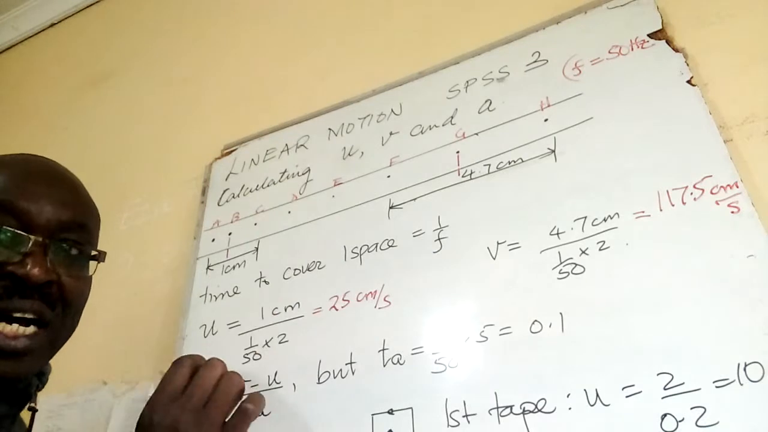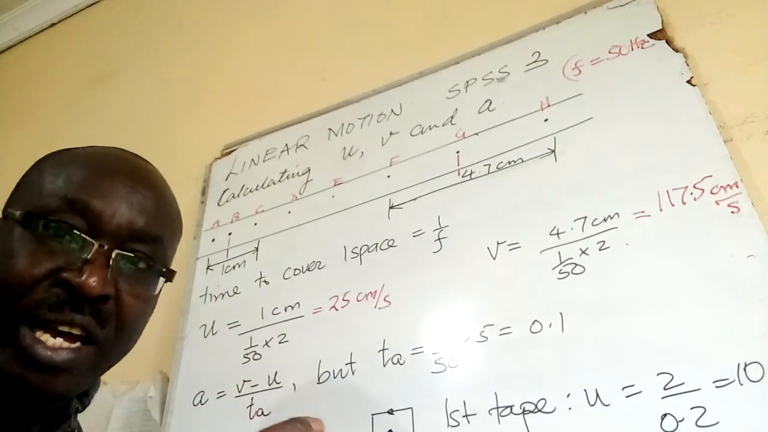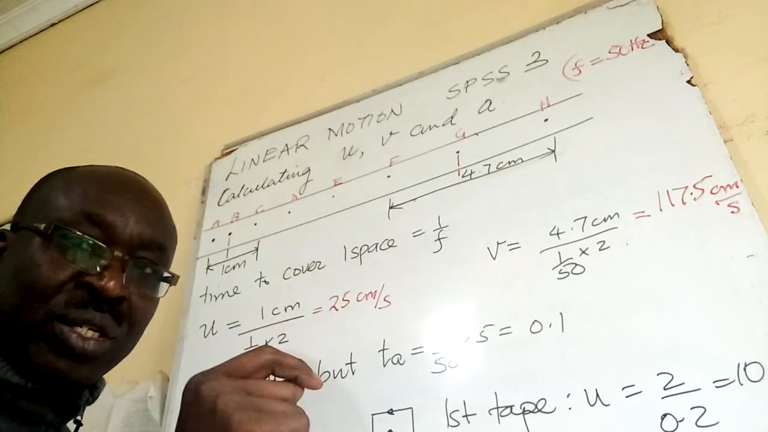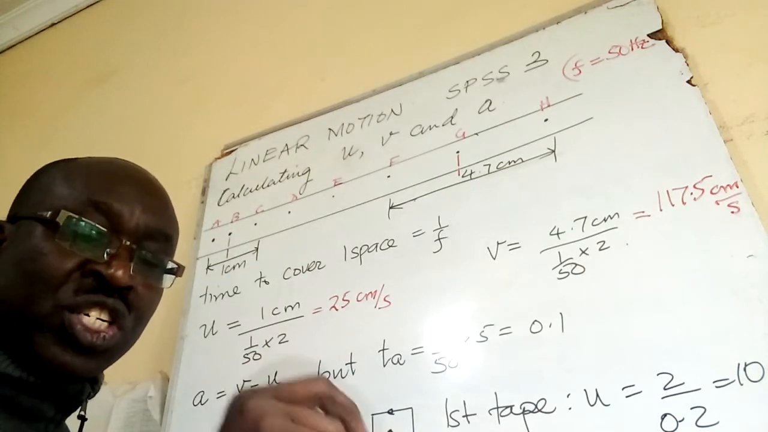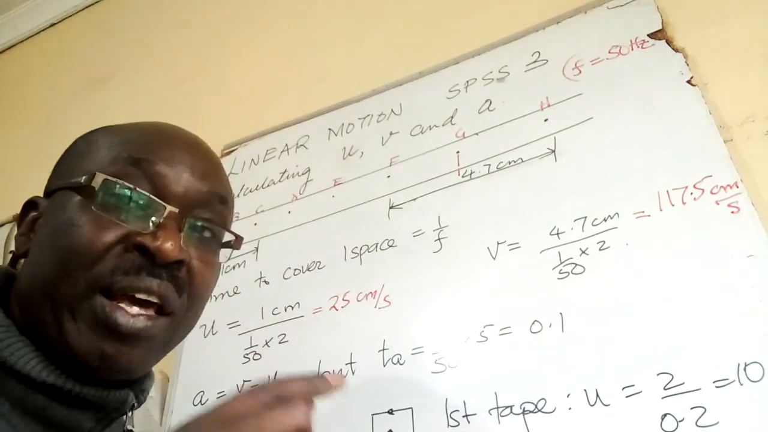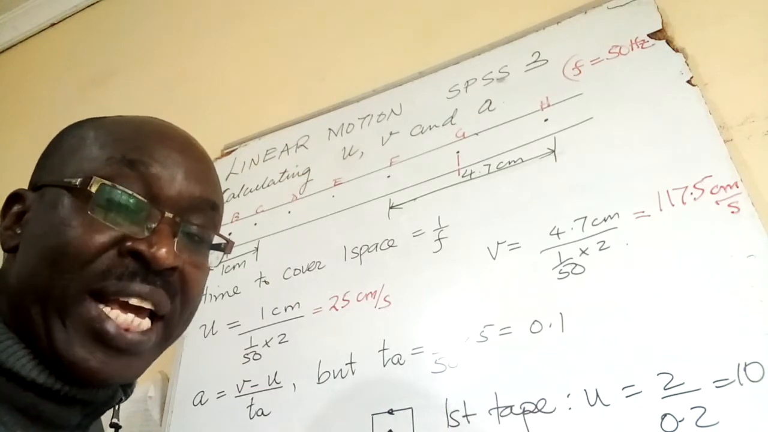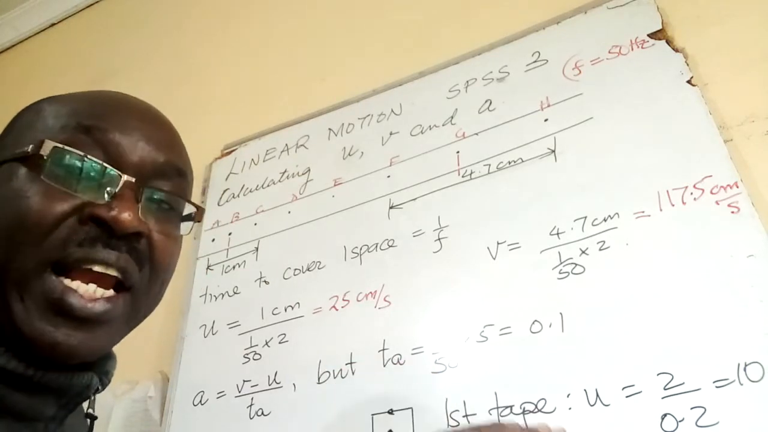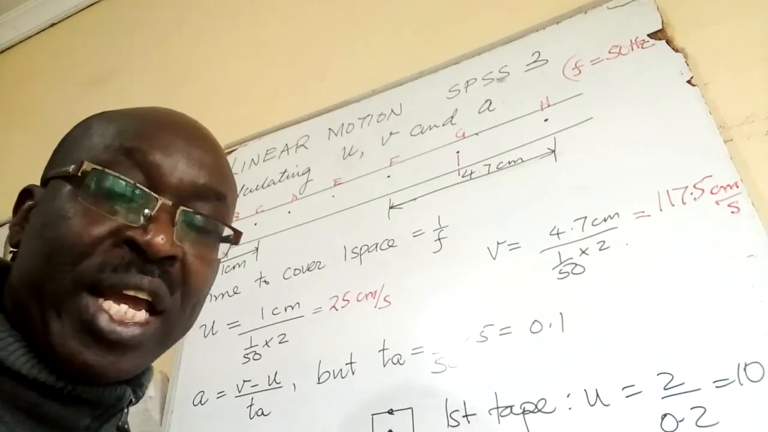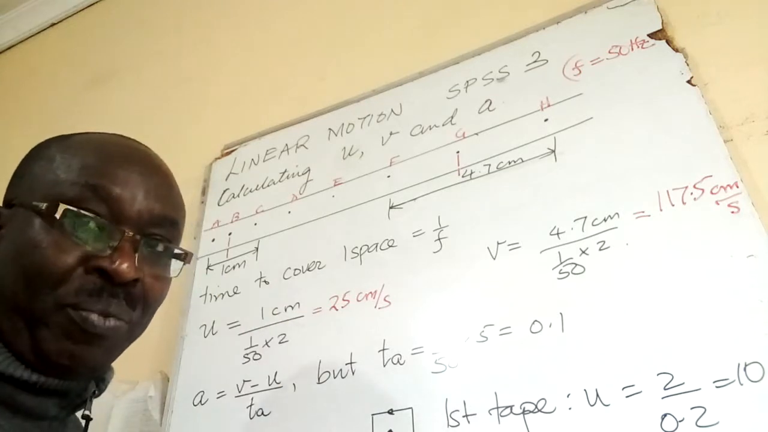Remember, I'm using ticker timer. A ticker timer has a tape. On that tape, there are dots. So those dots are the ones we are using to study the motion of a trolley. Basically, a trolley moved in a particular direction. So I can talk about speed and velocity interchangeably.